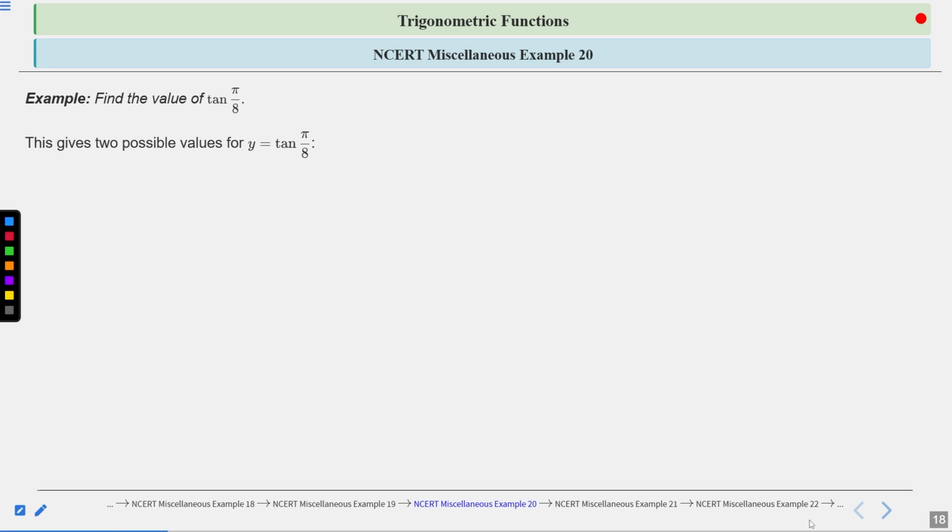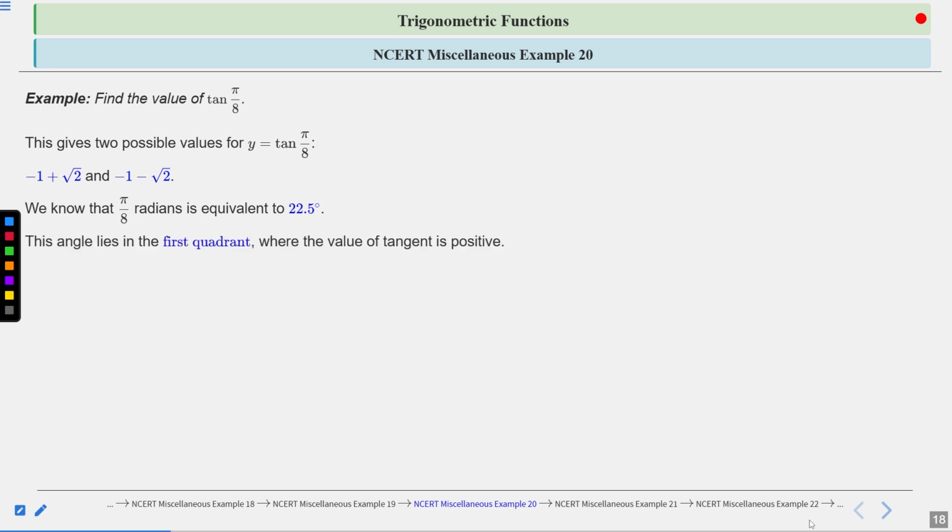This gives two possible values of y is equal to tan pi by 8, which is minus 1 plus root 2 and minus 1 minus root 2. We know that pi by 8 radian is equivalent to 22.5 degree, right? This angle lies in the first quadrant where the value of tangent is positive.